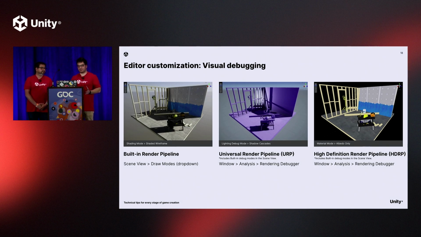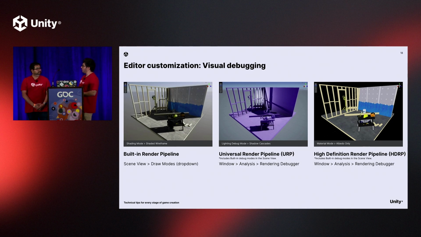Both URP and HDRP contain all those debug options. However, both URP and HDRP contain a few different ones that you may or may not be familiar with. If you go under Window, Analysis, Rendering Debugger, it will open a window in both URP and HDRP that has different functionality for additional draw modes or render modes or whatever you want to call them that will represent your scene in different ways. So I picked a few here.